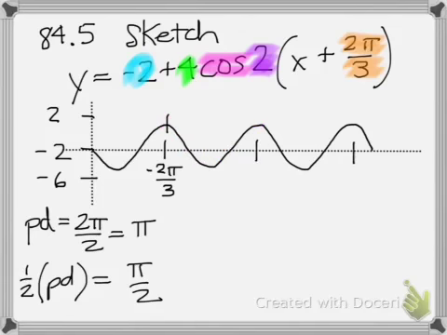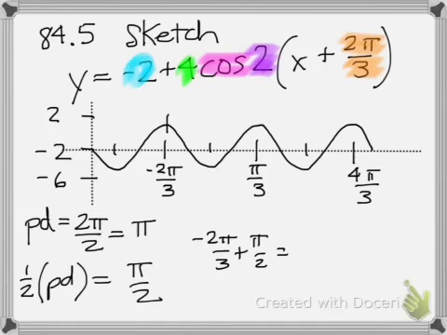And so if we add 3 pi over 3, we're going to get pi over 3. And then if we add 3 pi over 3 again, we'll get 4 pi over 3. Now, let's add pi over 2 so we can get these minimum points. Negative 2 pi over 3 plus pi over 2. When you do that math, you get negative pi over 6. And then you can figure out the others. 5 pi over 6.